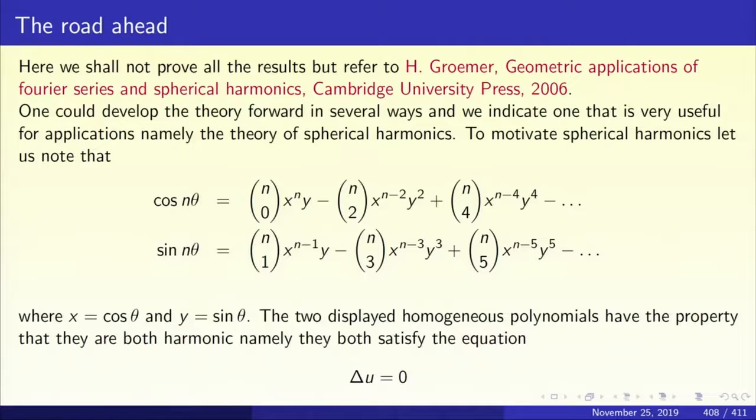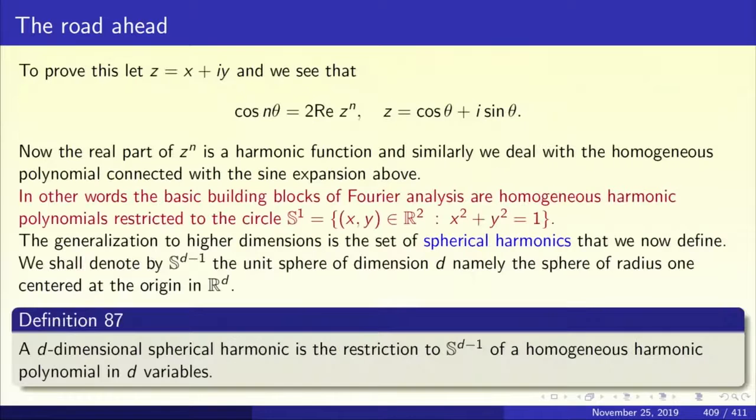These are very familiar expressions, and we can derive them using de Moivre's formula. But the two polynomials that you see displayed on the right hand side are both harmonic polynomials. They satisfy Laplace's equation, Laplacian of u equal to 0. To prove that they are harmonic, you simply put z equal to x plus iy.